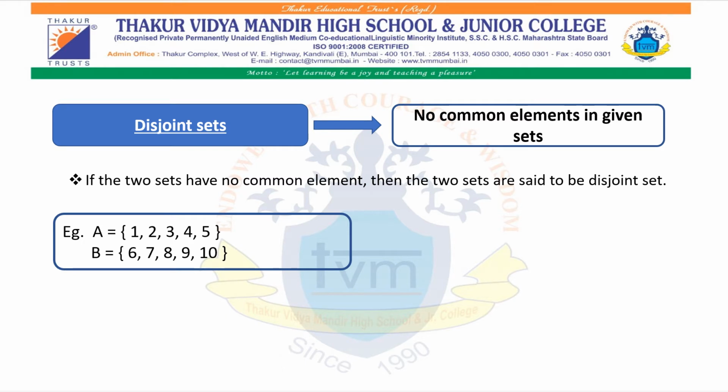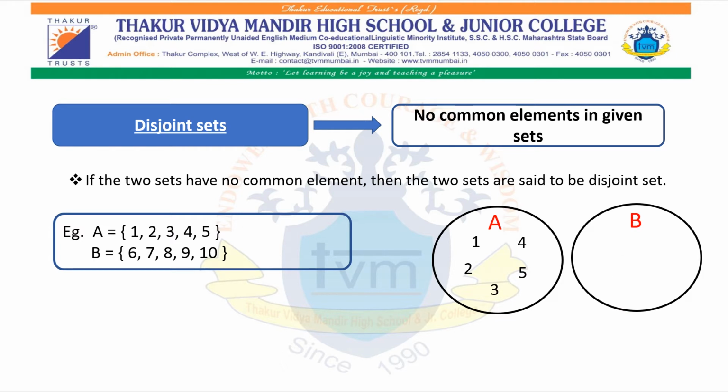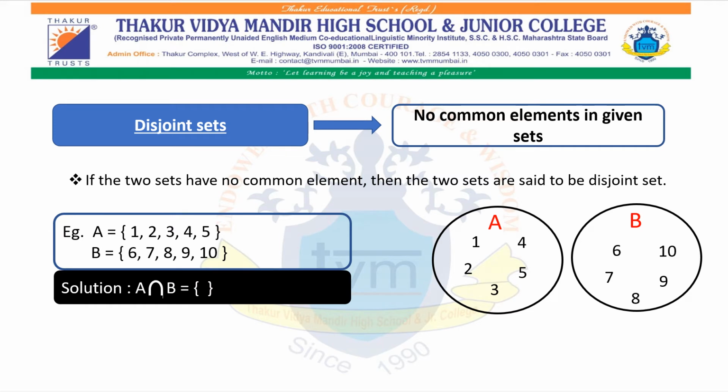A is a set of 1, 2, 3, 4, 5 and B is a set of 6, 7, 8, 9, 10. When we observe both the sets and their elements, they don't have any common element. If we want to represent this with a Venn diagram, then we will make two non-intersecting circles. One will be called set A and the other one will be called set B, and their elements will be written in those circles. They don't have any common area, therefore we will write it as A intersection B equals the empty set.